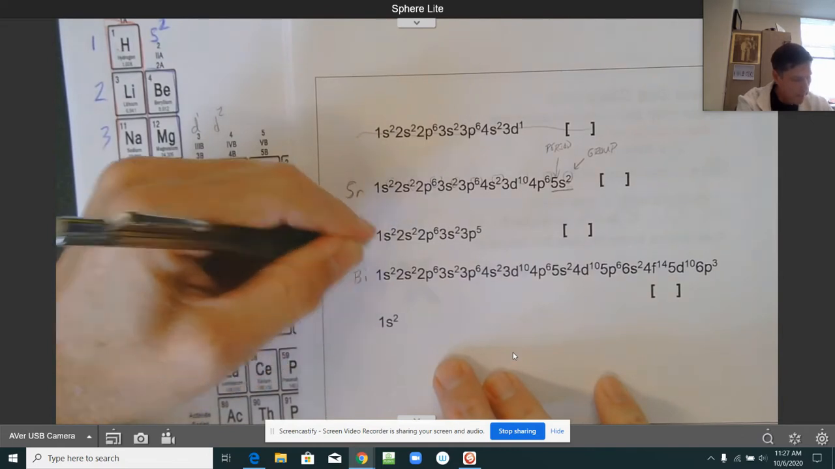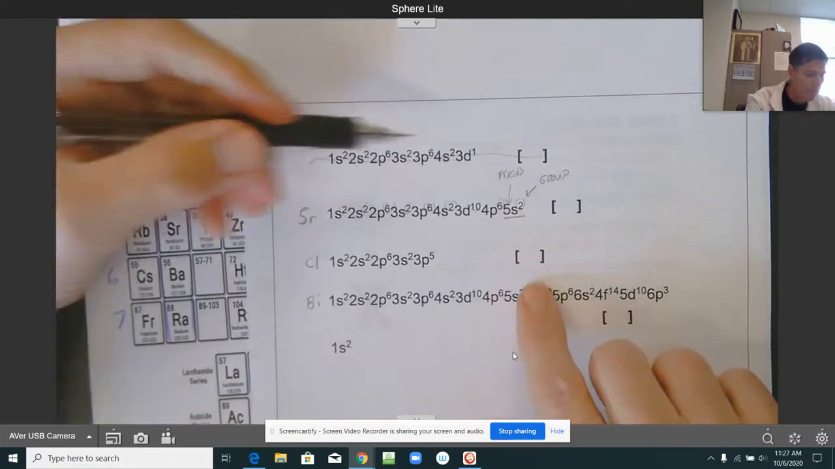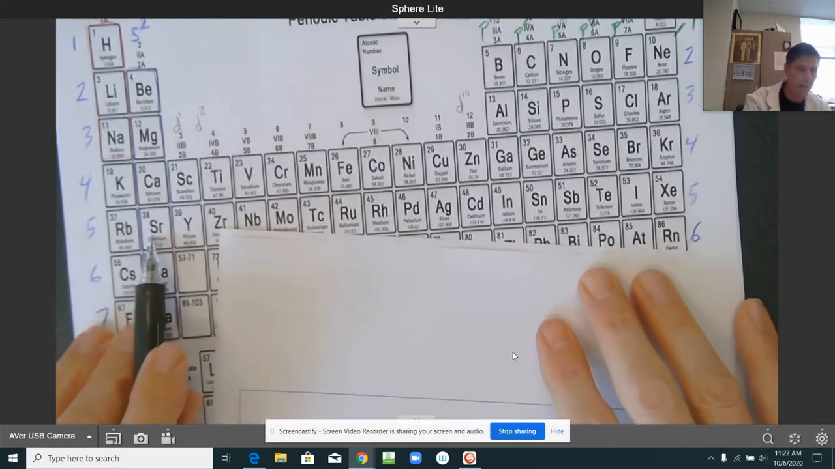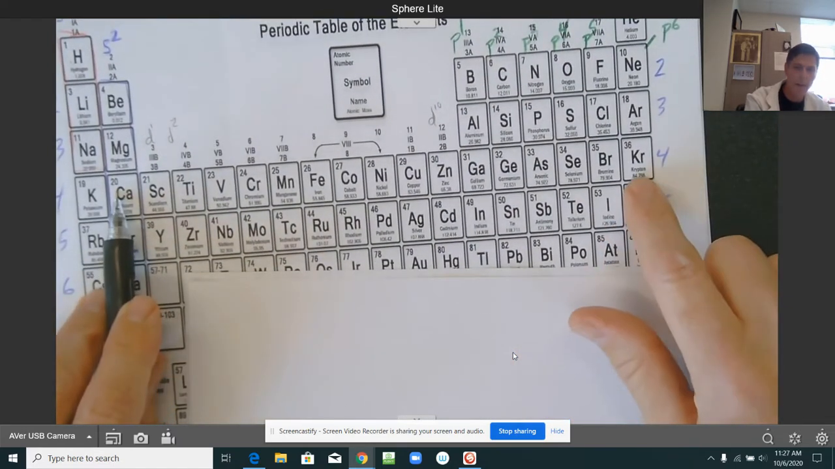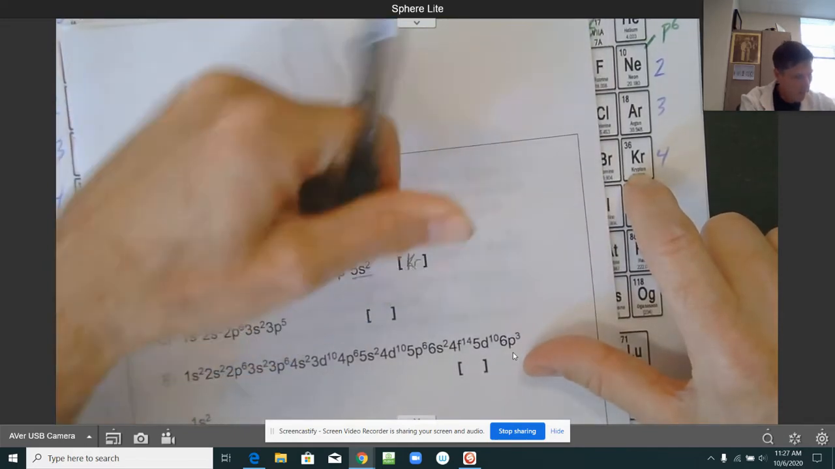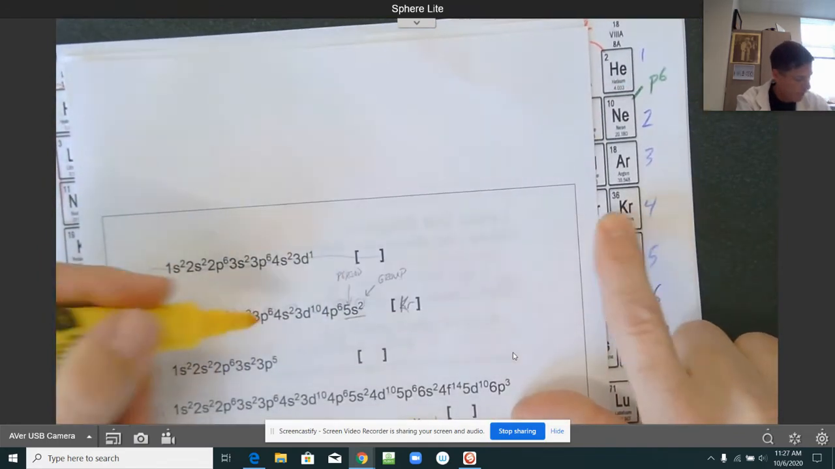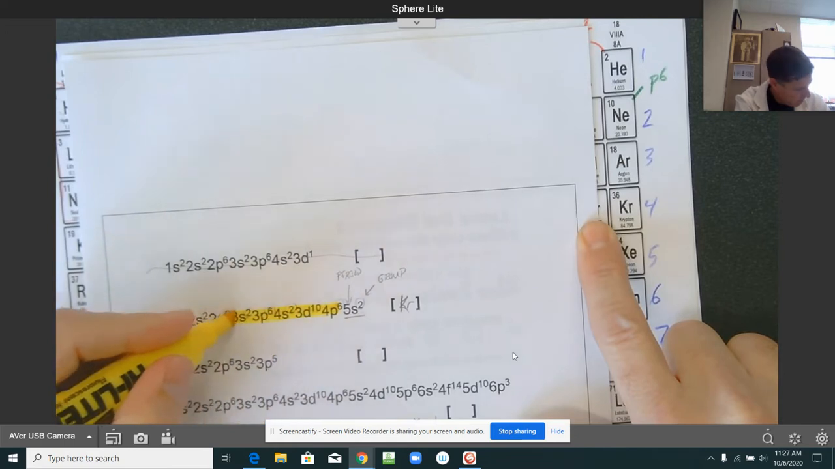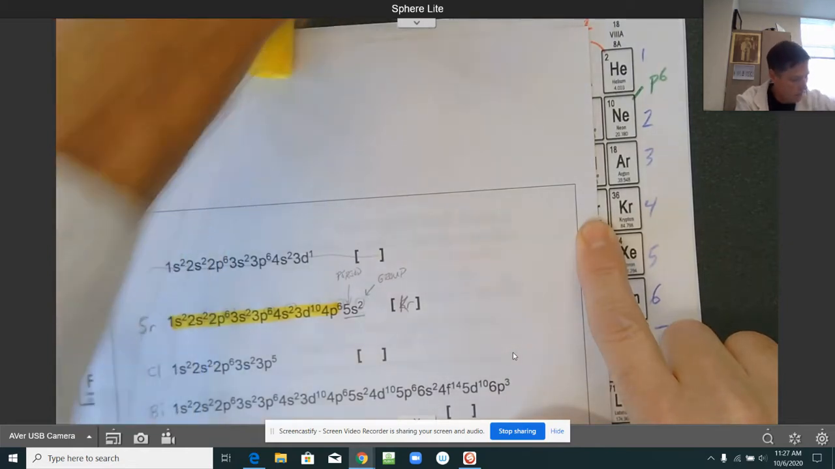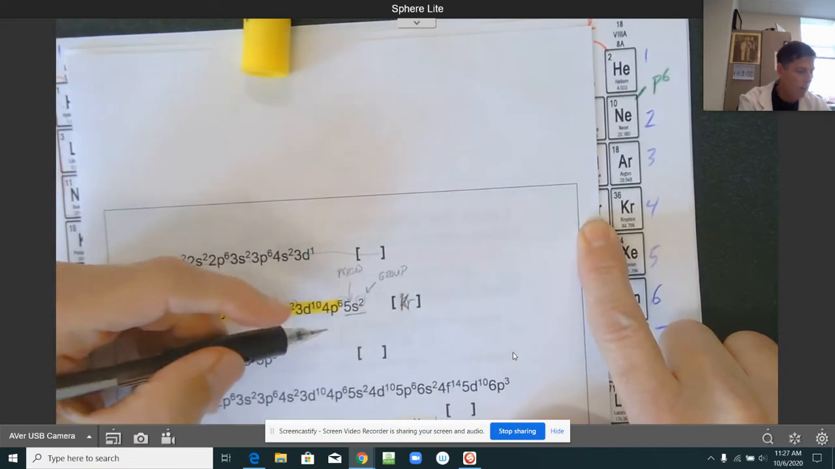Now let's go through and figure out the shorthand form, just as a quick review. If I'm right here, I'm looking for strontium's last noble gas. Up one all the way to the end, it's Kr. And Kr ends in a 4P6. So anything 4P6 or below is taken care of just by writing Kr. Sorry, that's a really bad K. So now I just write whatever's left.